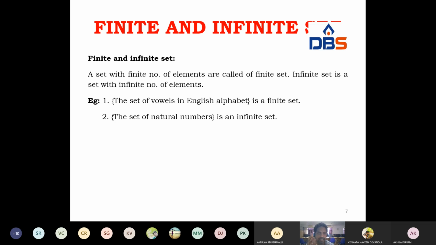See, finite and infinite sets. A set with a finite number of elements is called a finite set. An infinite set is a set with an infinite number of elements, that is called an infinite set.